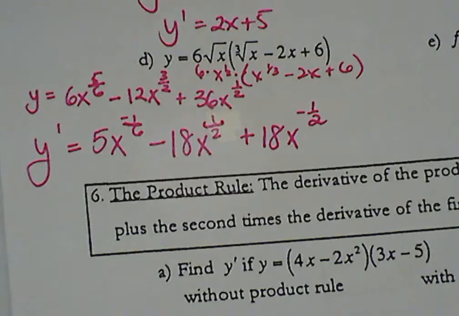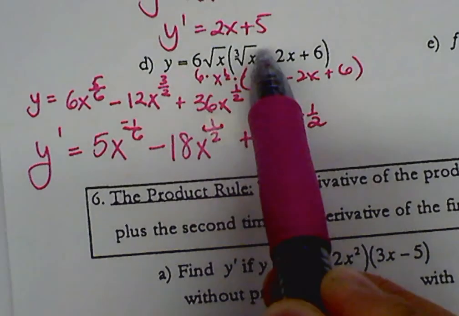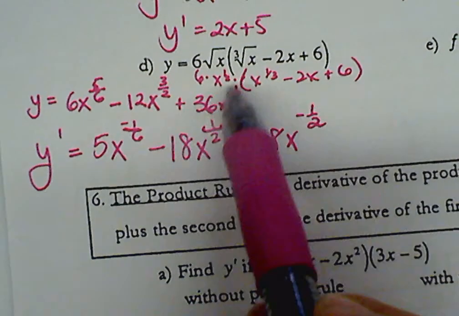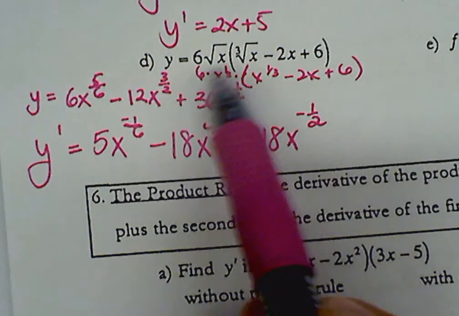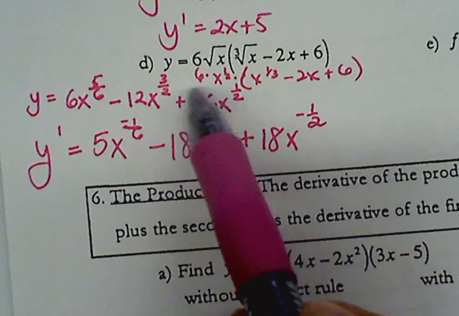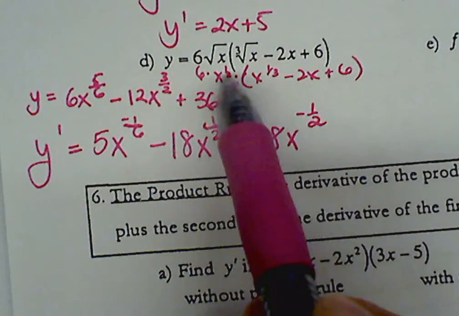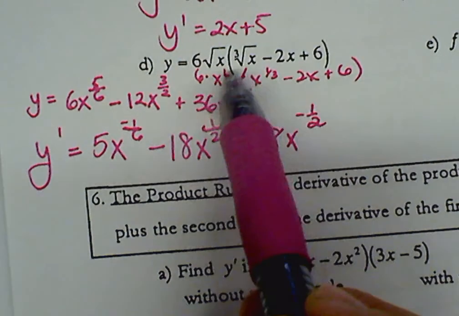So to clarify, square root of x is x to the 1/2. Cube root of x is x to the 1/3. When I distribute this multiple out here, x to the 1/2 times x to the 1/3, they have the same base. You have to add the exponents. So it'd be x to the 1/2 plus 1/3. Half is 3 over 6, 1/3 is 2 over 6, and 3 over 6 plus 2 over 6 is 5 over 6.